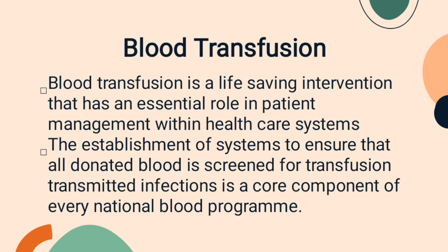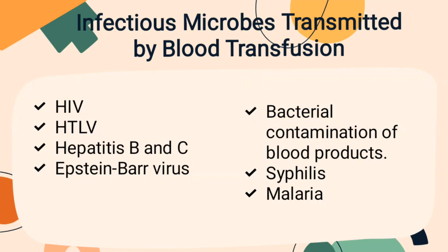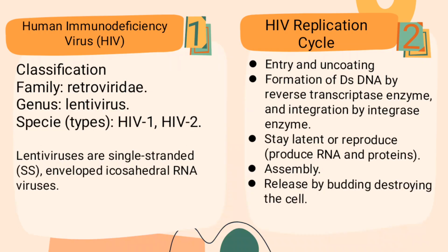For the introduction, blood transfusion is the process of receiving blood or blood products into circulation intravenously. These are the infectious microbes transmitted by blood transfusion. First, HIV. Second is HTLV. Third is hepatitis B and C. Next is Epstein-Barr virus. The next one is bacterial contamination of blood products. Next is syphilis, and the last is malaria.